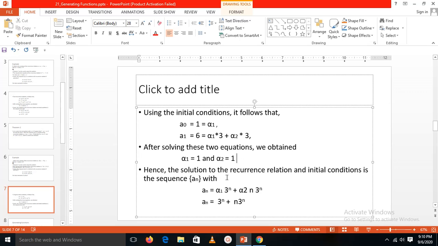Now we can say that finally the solution to the recurrence relation and initial conditions is the sequence an with an is equal to alpha 1 3 raised to n plus alpha 2 n into 3 raised to n. Now put the values of alpha 1 and alpha 2 into this equation, and this is our final equation, that is an is equal to 3 raised to n plus n into 3 raised to n.